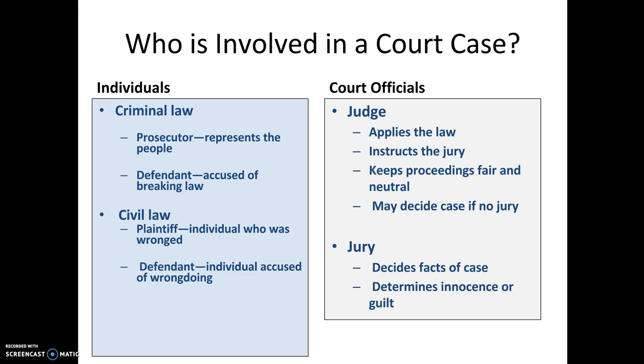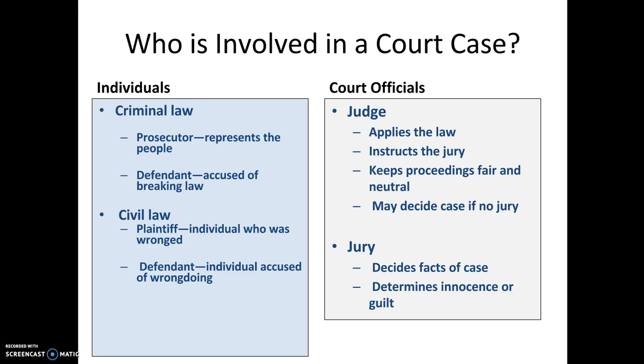So the roles are going to change to a certain degree depending on whether you're dealing with a criminal case or a civil case. In a criminal case, you have a person accused of breaking the law, and then a person sort of representing the law. The prosecutor is the side of the case that represents the people, and their job is essentially to compile evidence that shows that the accused broke the law, and present that in court to get a guilty charge.